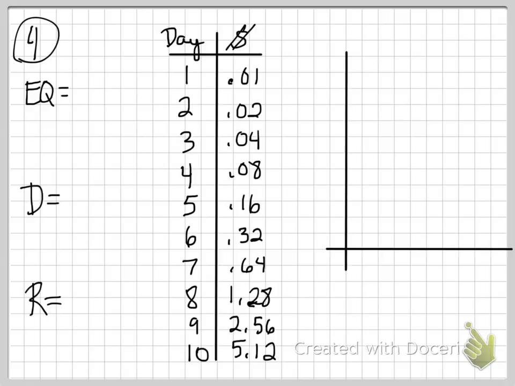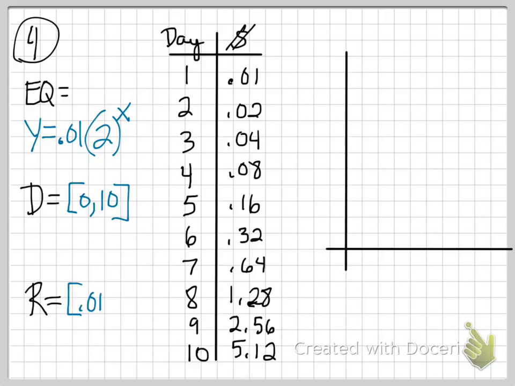Okay? Now let's look at the equation. What did we start with? We started with 1 penny, 0.01. What did we do? We doubled it every day, so it's just an x. For this problem, my domain goes from 0 to 10. My range is what? 1 penny to 512 pennies. Now, in all honesty, if you can get your parents to do this for a 30-day period, you will be independently wealthy and your parents will be in a lot of debt.